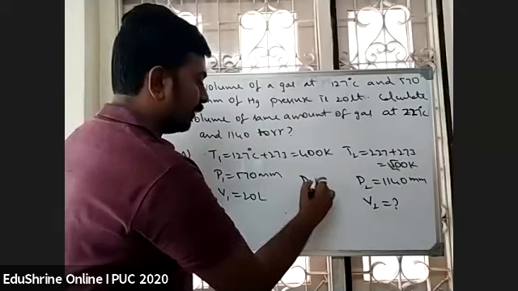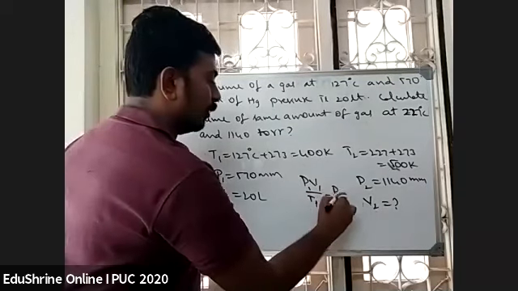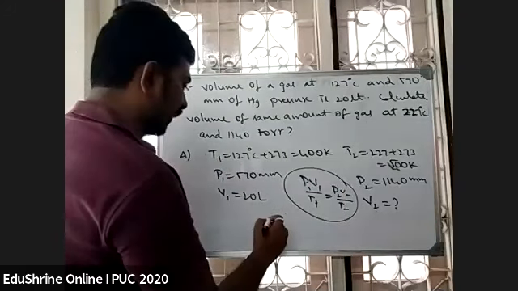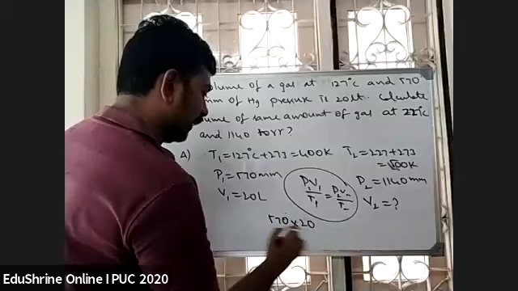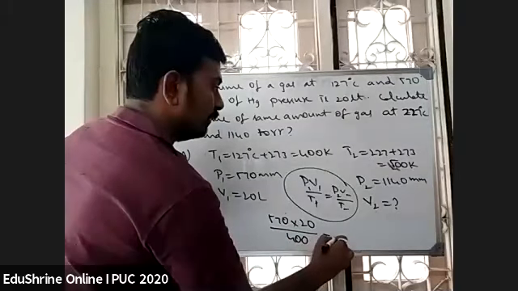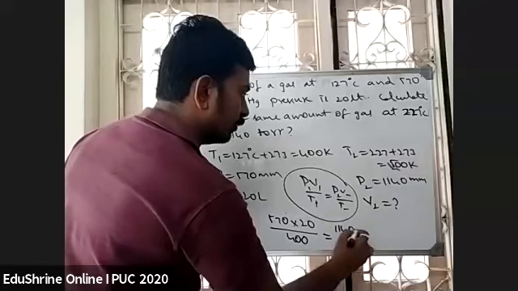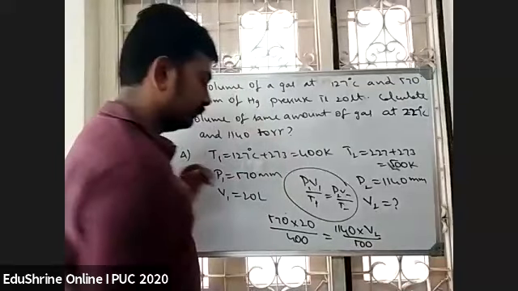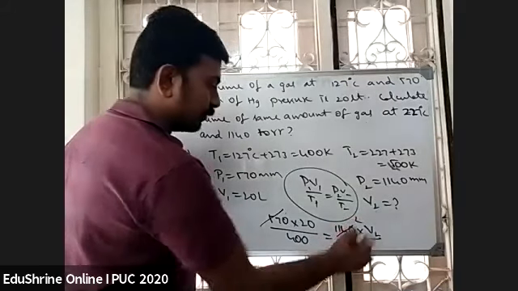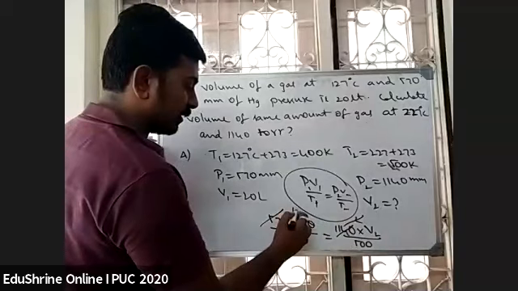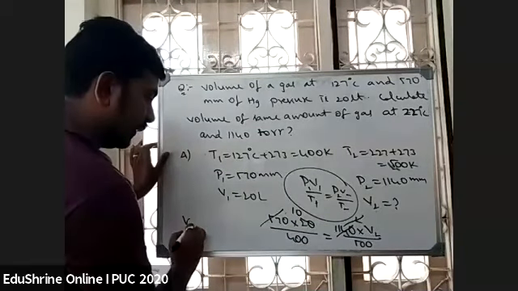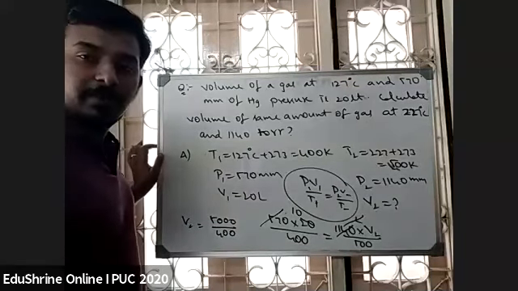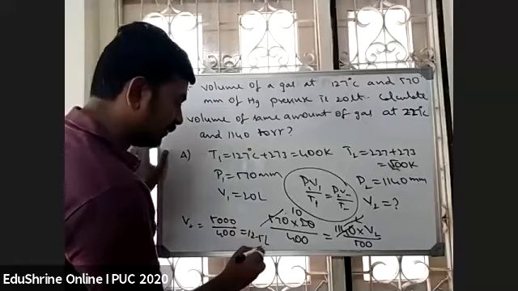Substitute in the formula. P1 V1 by T1 is equal to P2 V2 by T2. So P1 is 570, V1 is 20, T1 is 400, equal to P2 is 1140 into V2, which I need to calculate, T2 is 500. Cancelling, the value of V2 will be 5000 by 400. So this will be equal to 12.5 liters.